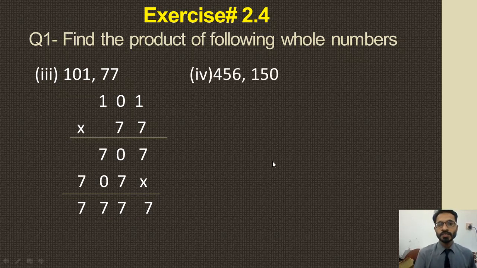Next, in the next part, the first whole number is 456 and the second whole number is 150. We have to multiply these whole numbers. At the first row, we will write the greater number, that is 456. At the second row, we will write the second number, that is 150, and we will put the multiplication sign.